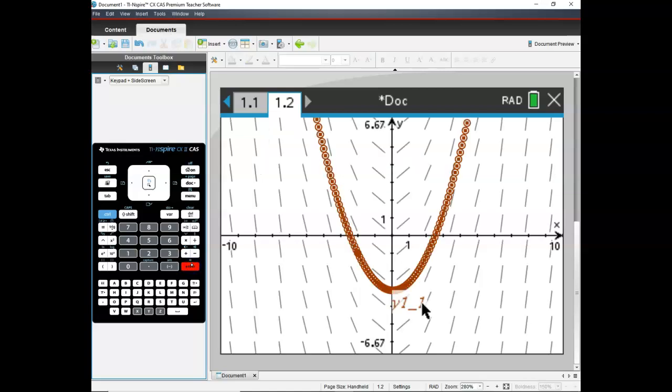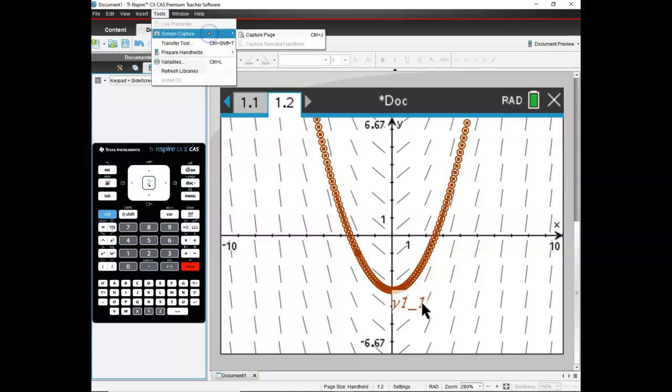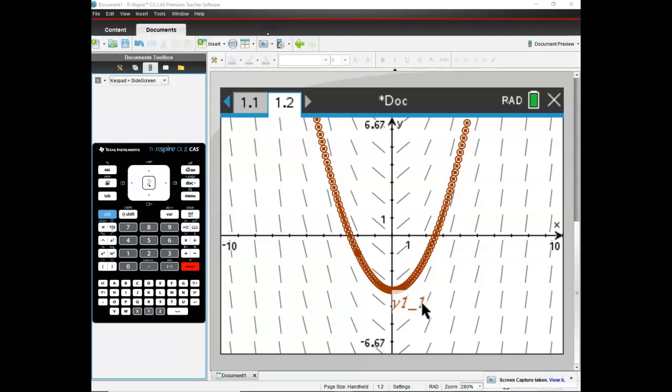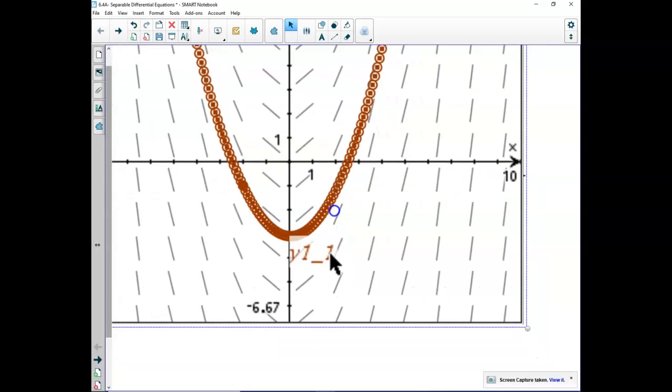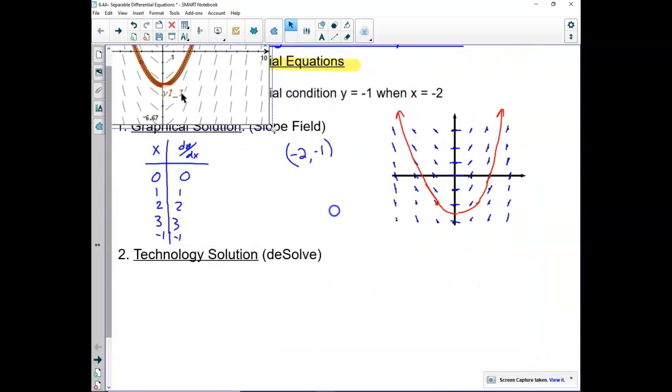Boom, there it is. Okay, so I can get the picture graph of that little bugger. Let's see if I can do this. If I'm very good, I'm going to capture that page and go on my notebook. I'm going to come over here and see if I can paste that little bugger. Hey, I'm finally getting a little bit better at this.